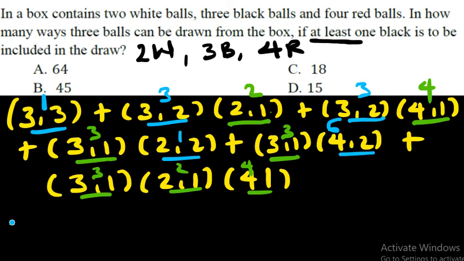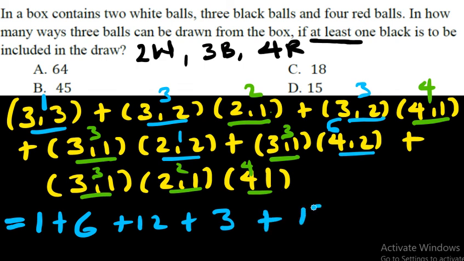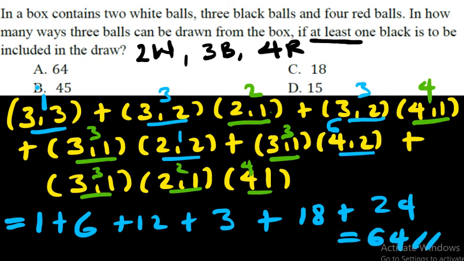So what is left now? Everything we have got. Let us add. This is 1 plus the second one, 3 times 2 will be 6, because it's a product here. And the third one is 12, plus the next one, 3 times 1 will be 3, plus 18, plus 3 times 2 times 4, which is 24. So let's add now: 1, 6, 7, 19, 22, 40. 40 plus 24 is going to be 64. So the answer is going to be A.